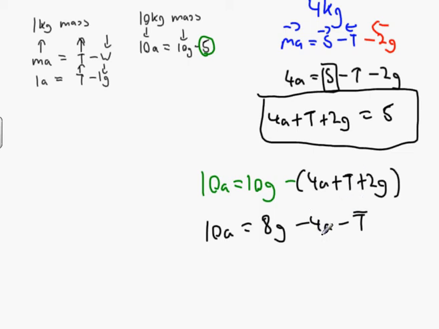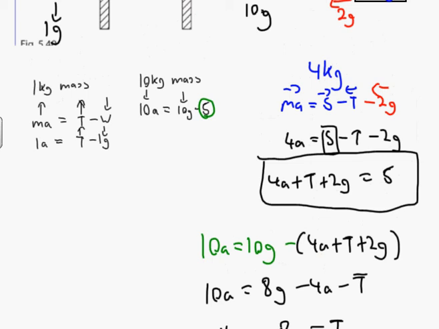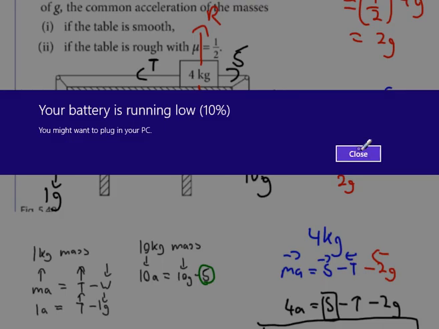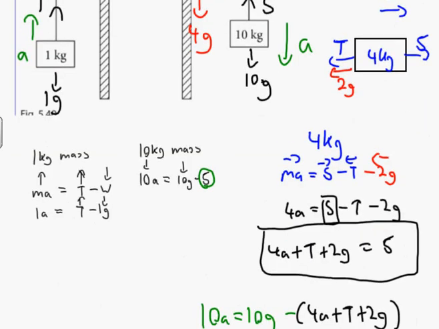Now, next we're going to bring the 4A over the other side. And we're going to get 14A equals 8G minus T. Now, what do you think the friction should do relative to the last answer? The friction should slow down the acceleration, shouldn't it? So we're expecting a lower acceleration than last time. That's how you get a good feeling if you're right or wrong, if it affects it in the correct way.